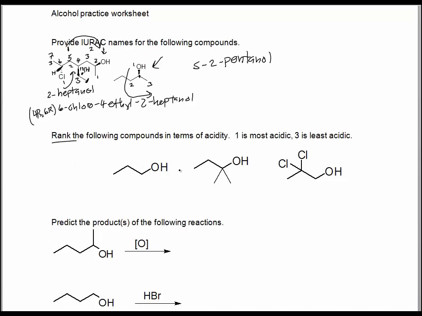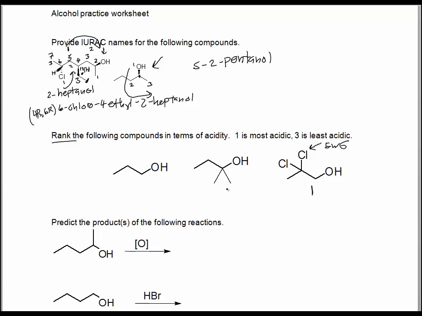Alright, ranking the compounds in terms of acidity. 1 is most acidic, 3 is least acidic. We're going to look for the effect of electron withdrawing groups and or resonance. There's no resonance possibilities for any of these, and so we'll see which one has the closest and most powerful electron withdrawing groups, and that are these chlorines. So those chlorines are the only electron withdrawing groups we see, so that would make this alcohol the most acidic.